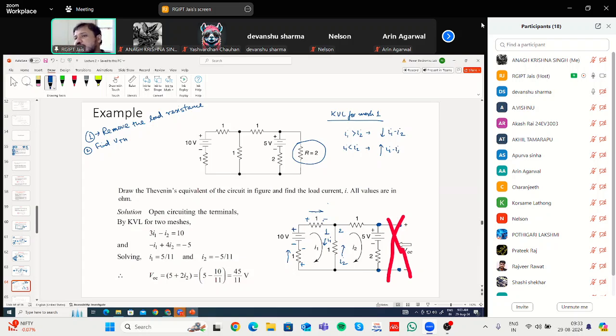So our convention was, if you are writing the KVL equation for mesh 1, you have to consider that the current flowing through this particular mesh is the highest one. That means I1 will be greater than I2. In that case, the net current will be flowing from top to bottom. That means this one will be the plus side, this will be the negative side.